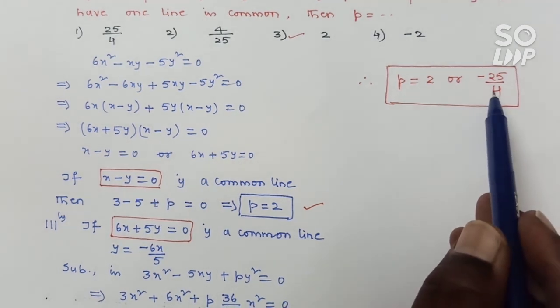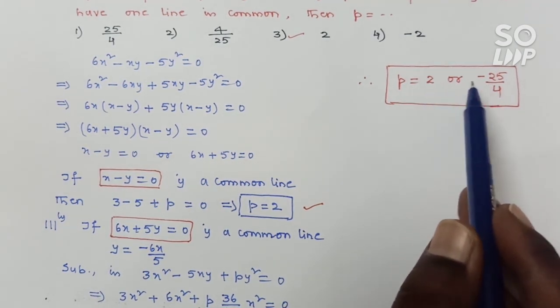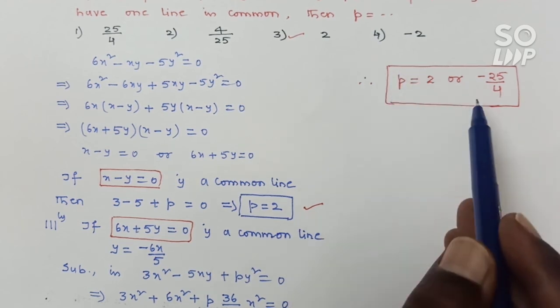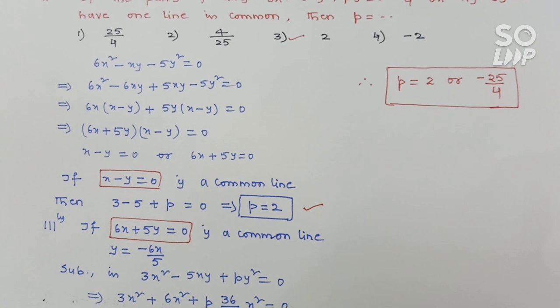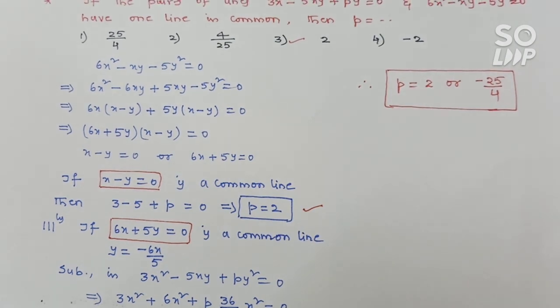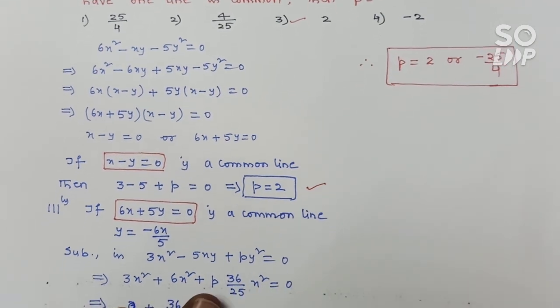Suppose in the given options, instead of 2, minus 25 by 4 is given, then the common line will be 6x plus 5y is equal to 0. Okay, right. Now we will go to the next question.